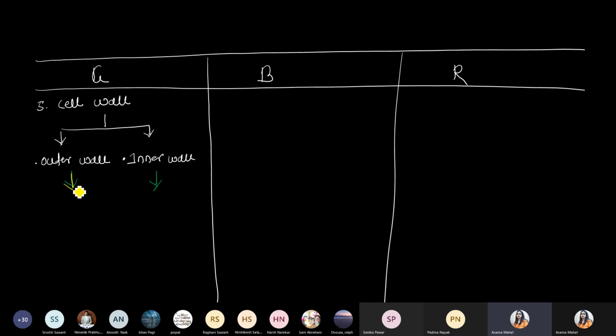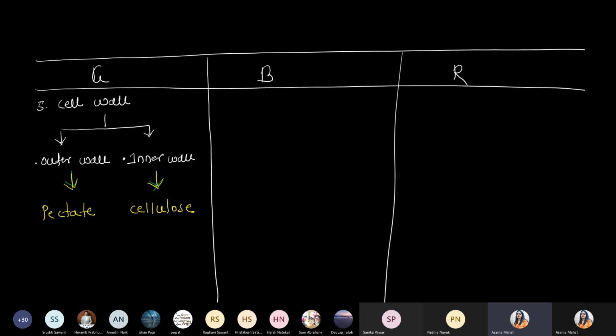Outer wall basically is made up of the material pectate. And the inner wall is made up of the material cellulose. So outer wall pectate and inner wall cellulose. These are the simple cell wall composition with respect to green algae.